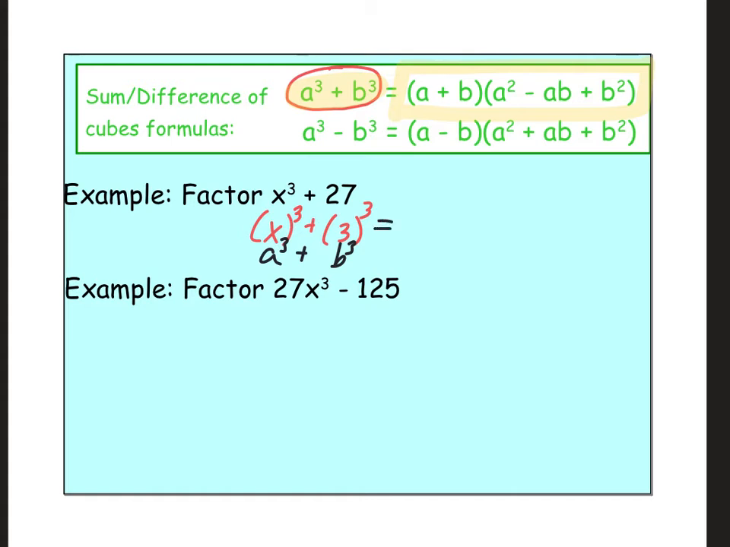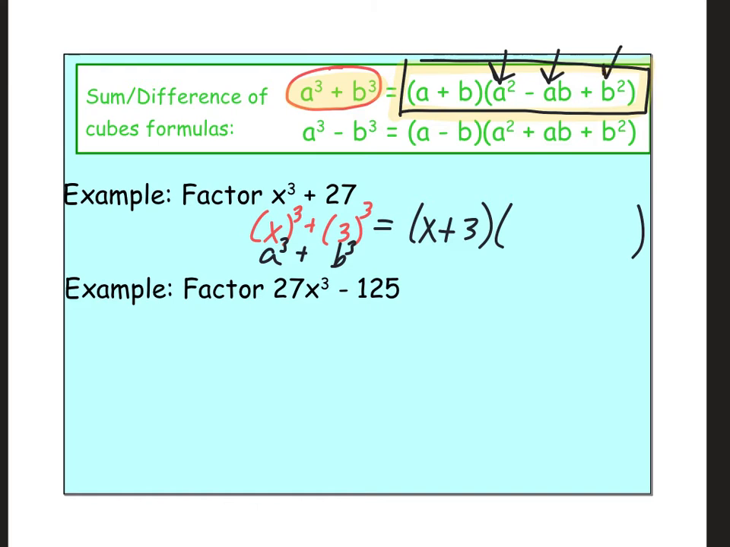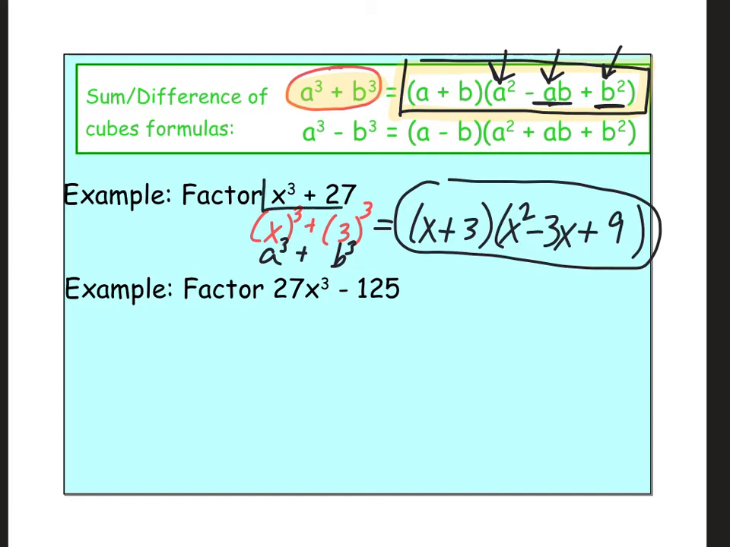Okay, the formula says, so I'm looking up here now, it equals the a plus b. Okay, so a plus b, a is x, b is 3. Okay, and now I'm just going to put in a squared minus a times b plus b squared. So the a again is x, so x squared. It's minus the a times b is 3 times x. And then the b squared is 3 squared, which is plus 9. Okay, and that's it. That is factored now. This is the factored version of x cubed plus 27.